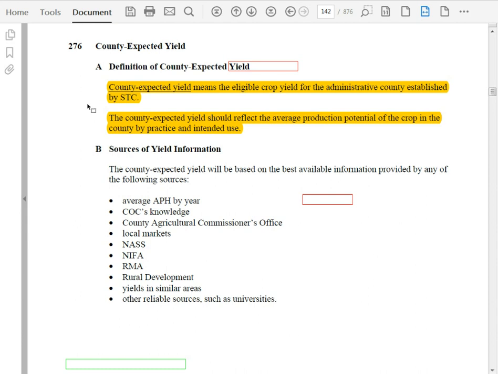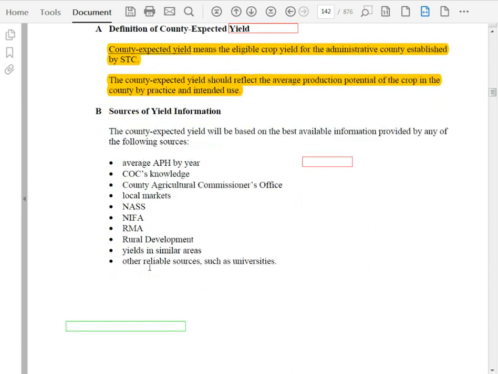Sources for this information can include APHs that are coming from other producers of that crop in the county. That's one of the easiest sources of data for existing crops. COC's knowledge about the crops. You can also get information from the state or local county ag offices. Get information from NASS, National Ag Statistical Service. RMA if they have this crop available for crop insurance. And other reliable sources as applicable.